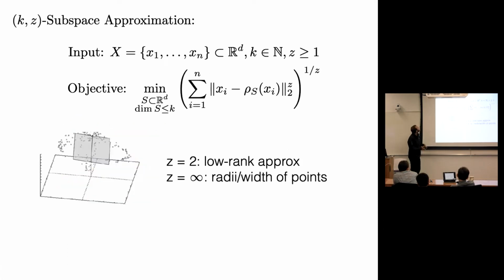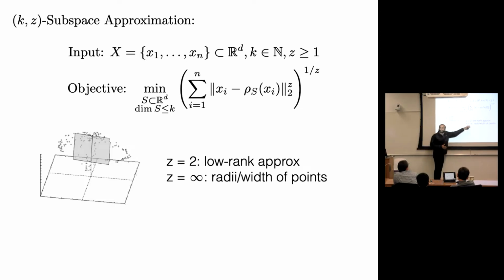This is now the case of subspace approximation. This is what Ines was asking. Again, the input is x, k, and z, but now k is the dimensionality of my subspace. So what do I optimize over? I pick a subspace S of R^d of dimension at most k, and the cost is the sum of distances from x to the projection of x onto that subspace S, again to the power of z, and all raised to the power 1 over z.